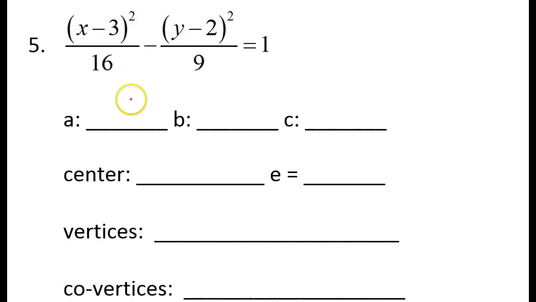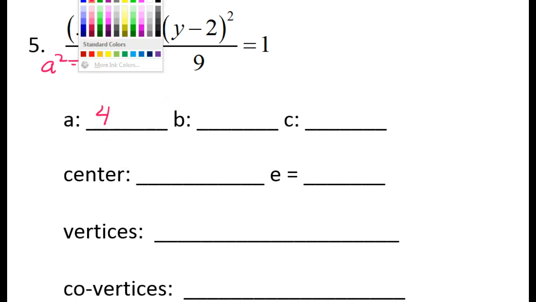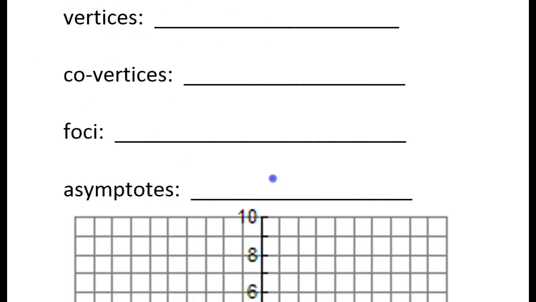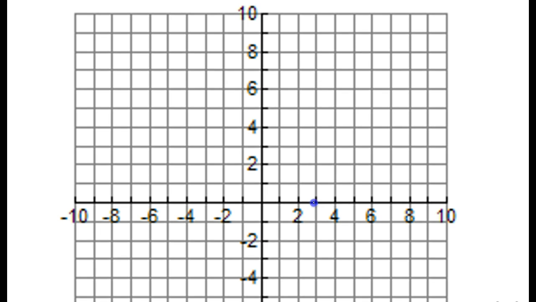In this video, we will continue writing and graphing equations of hyperbolas. So let's start with a squared. A squared is always going to be that first denominator. So if a squared is 16, then that means a must be 4. Actually, we should say what the center is right away. The center is going to be the opposite of this and the opposite of this. So the center is going to be 3, 2. Let's graph that. So the center is here at 3, 2.